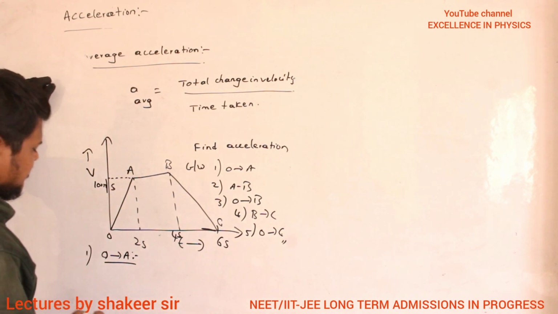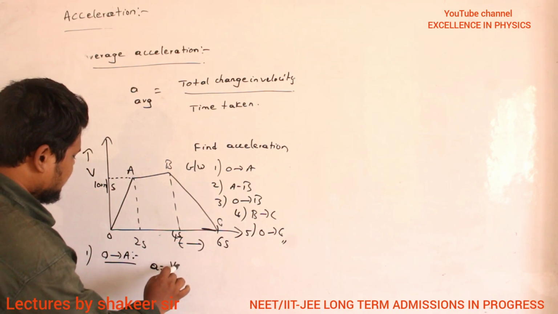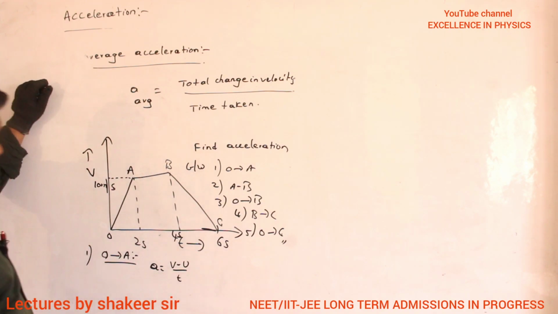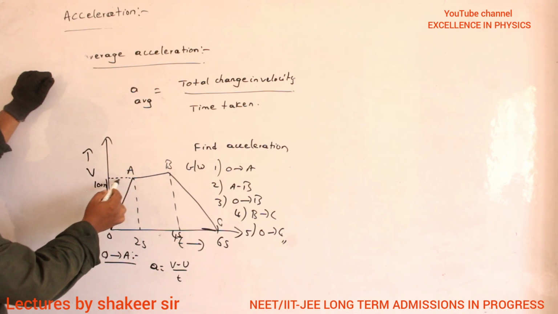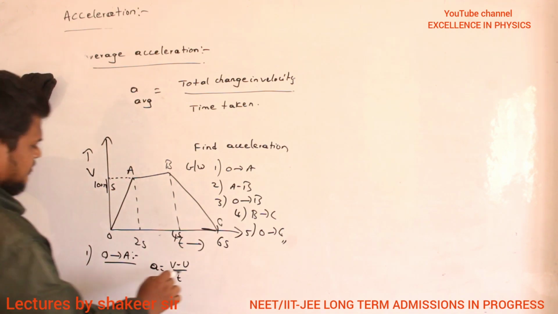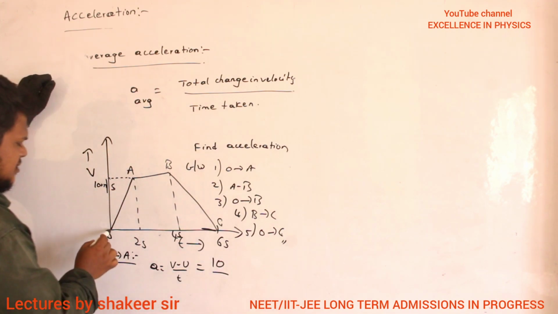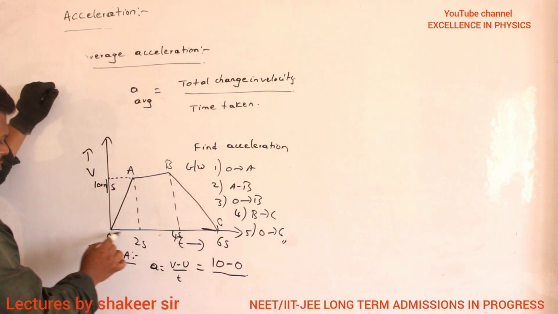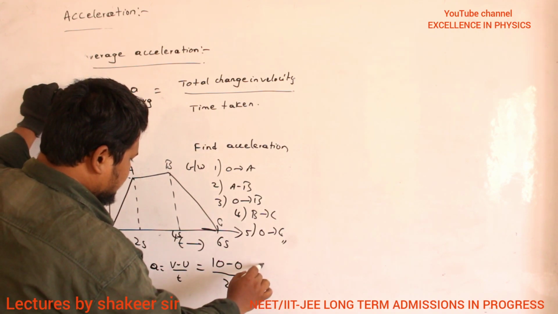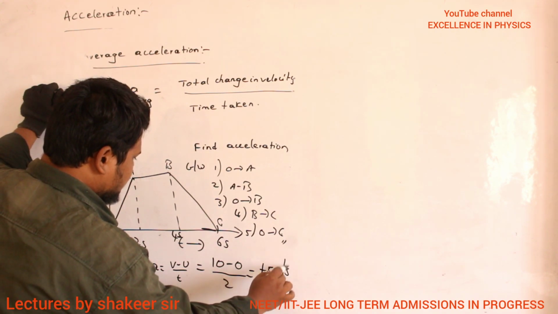So what is the equation of acceleration? Change in velocity divided by time taken. So this is the initial point, this is the final point. At the final point, what is the velocity? 10. At the initial point, what is the velocity? 0. Time taken is how much? From here to here, time taken is 2 seconds. So it is plus 5 meter per second square.